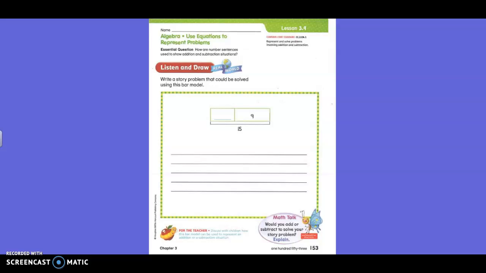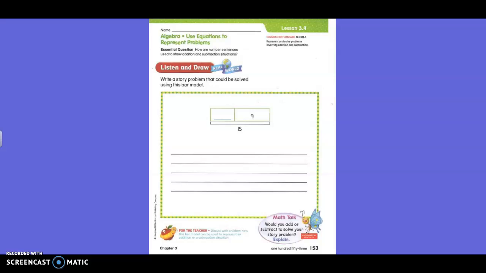Okay, boys and girls, the objective for today is to write equations to represent and solve a variety of addition and subtraction situations. Let's read the directions. Write a story problem that could be solved using this bar model.